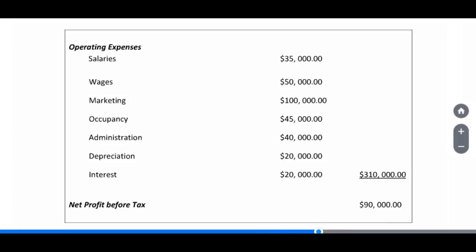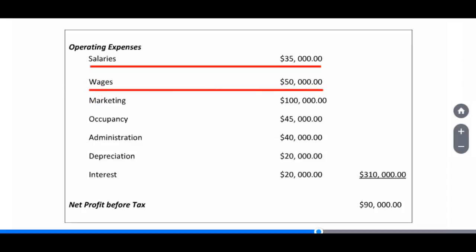The second portion of the profit and loss statement relates to operating expenses, or the day-to-day expenses incurred by a business to keep trading. These expense amounts are taken from the gross profit amount of $400,000. These operating expenses include salaries. This includes any salary that may be paid to the business owner or owners, as well as superannuation and other on-costs such as workers' compensation.